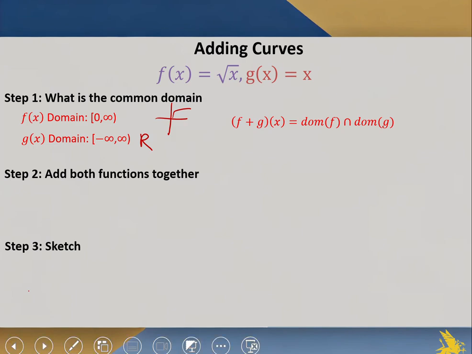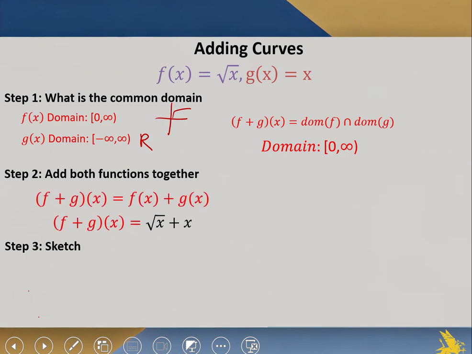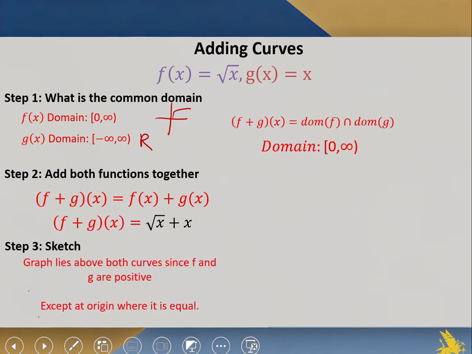If we add both functions together now and look at what's common, we're only caring about between 0 and infinity. So I've got square root x plus x. Now I'm going to graph it. When I graph, I need to think about the fact that I'm adding, and both my lines are above the curve in the positive area. They both are also starting at the origin. So at the origin they're going to be equal, but then it's going to be above both the curves in what my graph looks like.